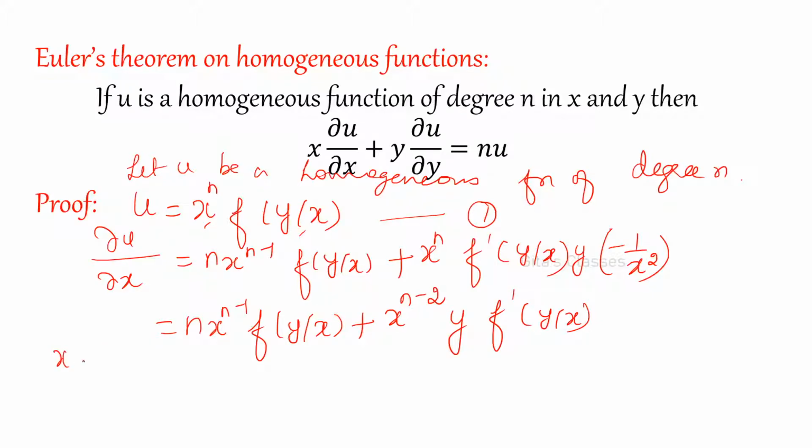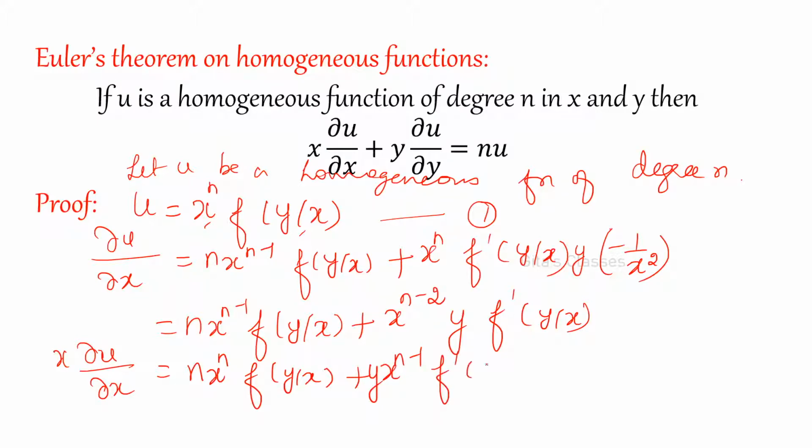If I multiply throughout by x, x into dou u by dou x is equal to n into x power n into f of y by x, since I already have x power n minus 1 and multiply by x, plus y into x power n minus 1 into f dash of y by x, because throughout I am multiplying by x. Let it be equation number 2. Already we have taken 1 as this one. So now I'll rewrite equation 1 as u is equal to x power n into f of y by x. This is our equation 1.